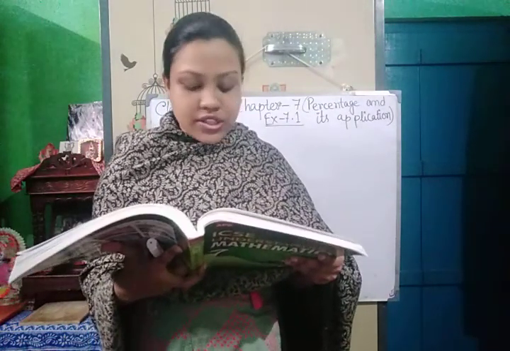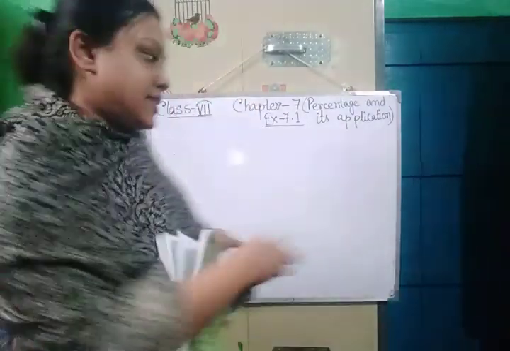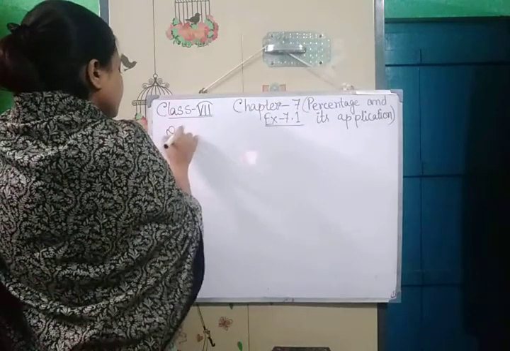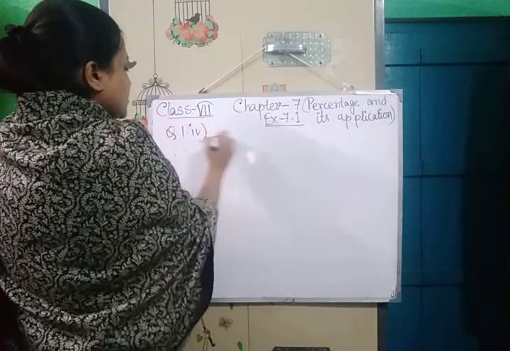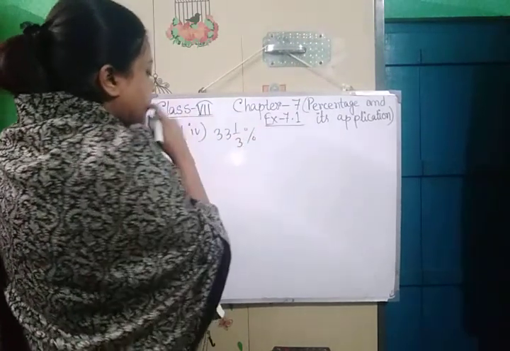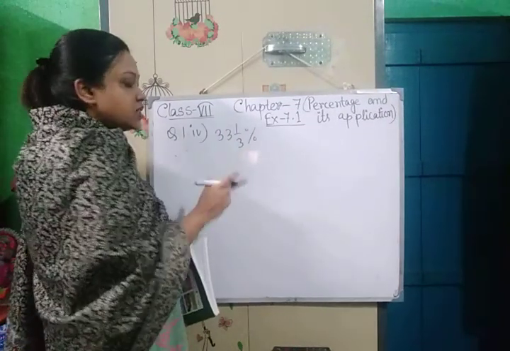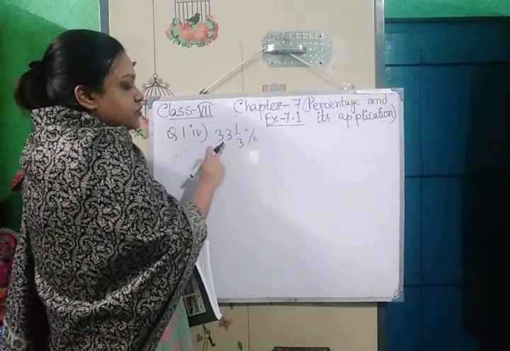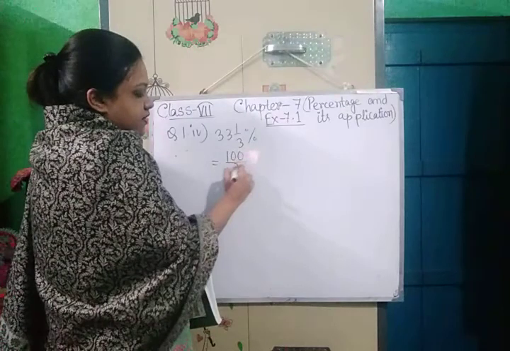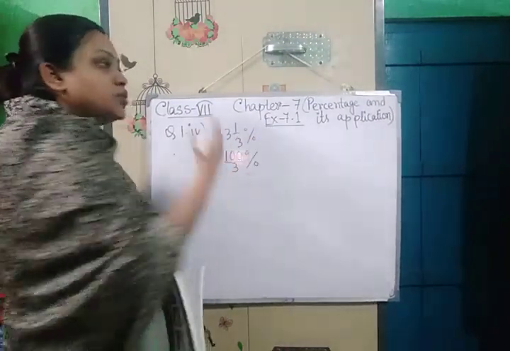So I am doing question number 1's Roman 4, 33 whole 1 by 3%. You all know that first we have to convert this mixed fraction to an improper fraction. So it will be 33 into 3, 99 plus 1, 100 by 3%. And you know how we can convert percentage to a fraction?